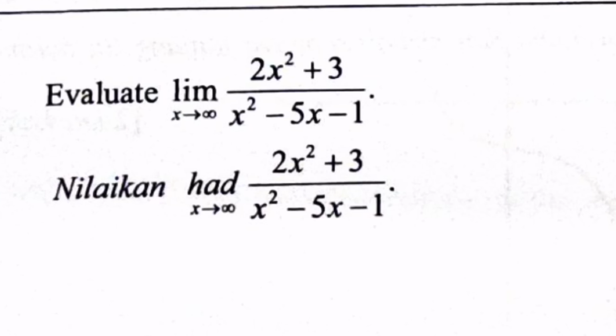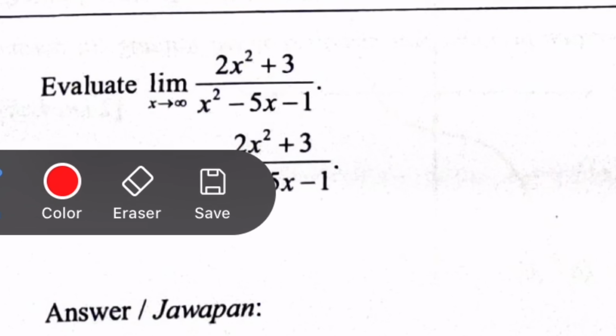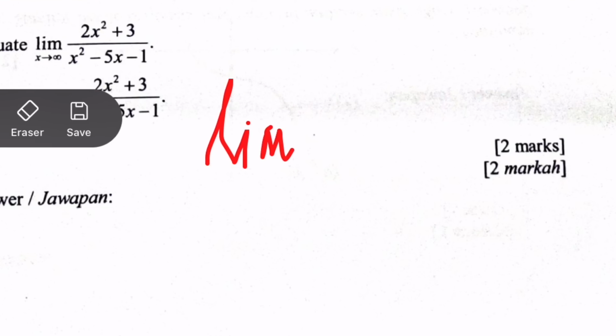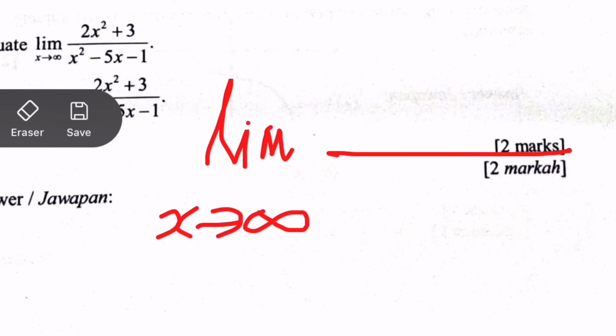So let's look at this question. Evaluate the limit for 2x squared plus 3 over x squared minus 5x plus 1. So by looking at this question, it's actually x approaches infinity, right? So we need to divide the function with the denominator x squared. So we have to divide by x squared for every term. Alright, so let's modify the function so that you can see when x approaches infinity, the value can be found for the function. Start with the limit, copy the question. Alright, so we will write properly x approaches infinity. And then we have to divide term by term with the x squared.